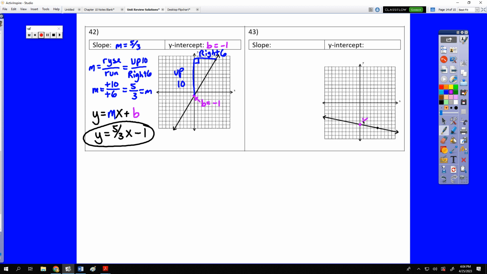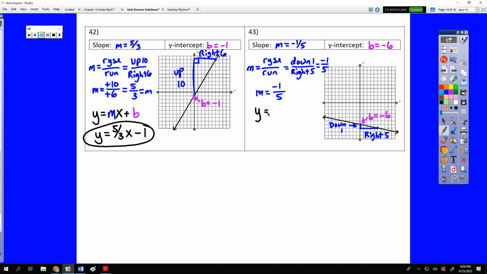The y-intercept in this case would be negative 6. It's crossing 6 units below the origin. It's crossing the y-axis at the point 0, negative 6, so b is negative 6. Then our slope, rise over run, we need to go down 1 and right 5. So our slope is down 1, right 5, or negative 1 over 5. That does not reduce, that is our slope, negative 1/5.